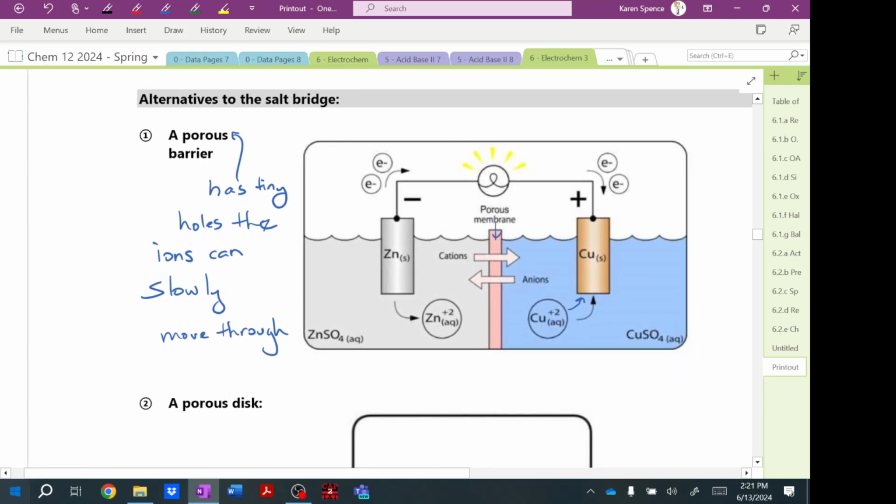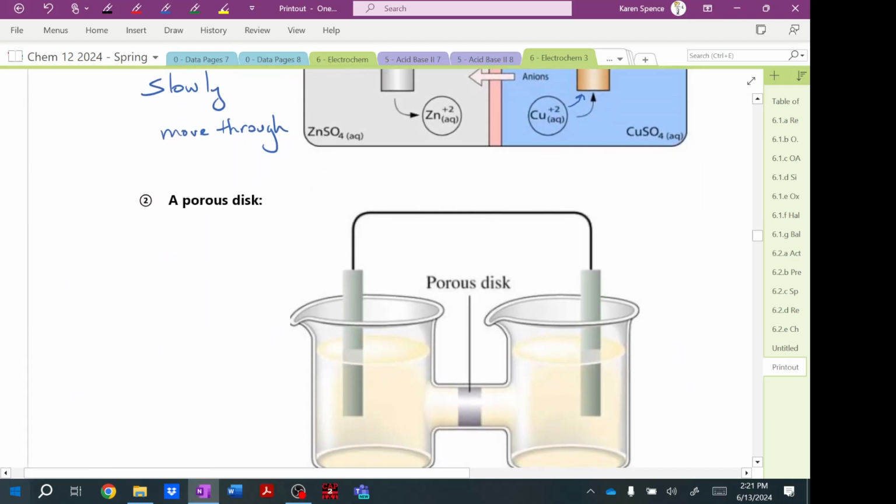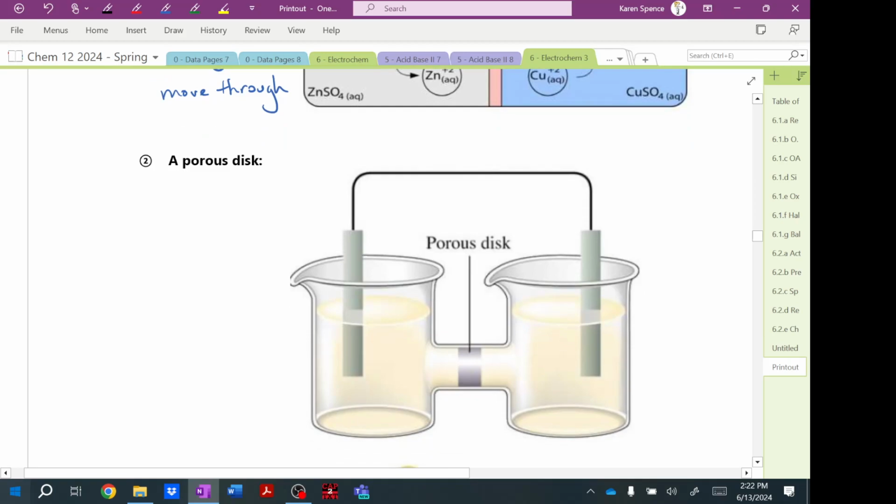Okay, you can also have a porous disc. They actually make beakers that are connected to each other like that, and they have a porous disc in the middle. All right, and it functions in the same way.